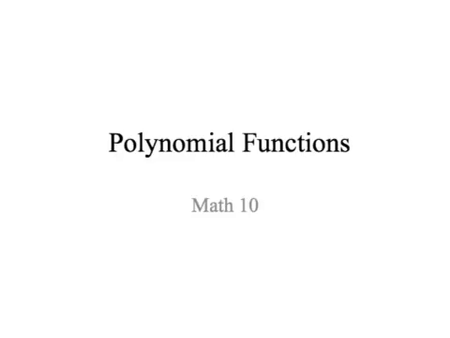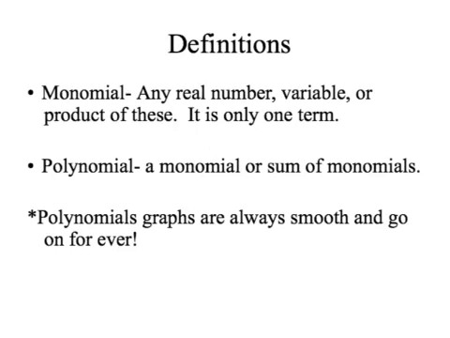We're going to begin our discussion on polynomials now. Some definitions. A monomial is any real number, variable, or product of these. It only is one term, which means there are no addition or subtraction signs. So it can be any constant, which is a number by itself, or it could be a combination of a variable and a number. A polynomial is any monomial or sum of monomials.